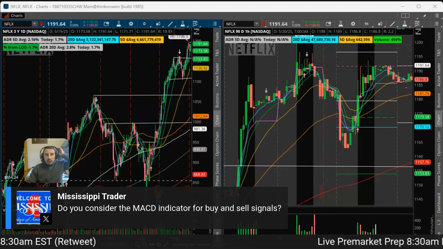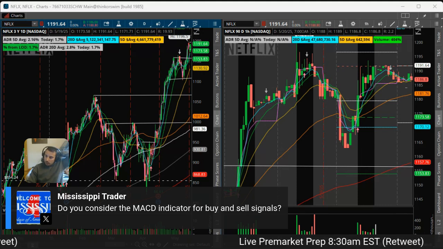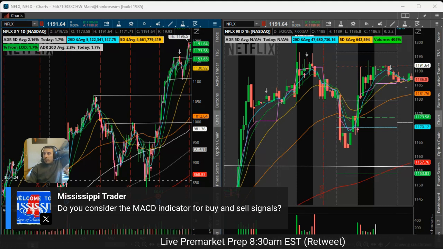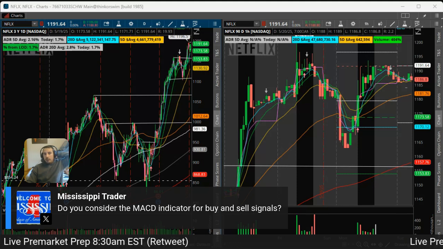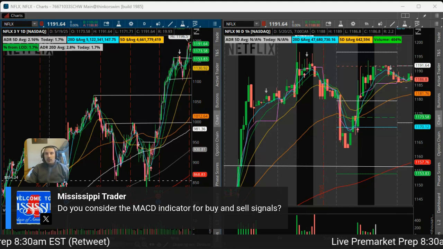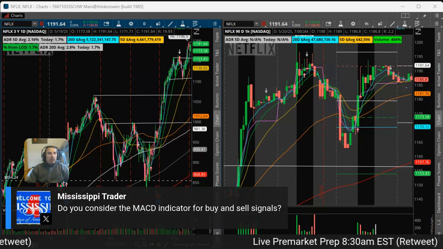I don't use MACD as an indicator for a buy or a sell signal. I use it on a smaller time frame for where momentum is slowing or speeding up, and I try to use it in areas of confluence. Otherwise, I don't use it as a sell signal at all. I use moving averages.